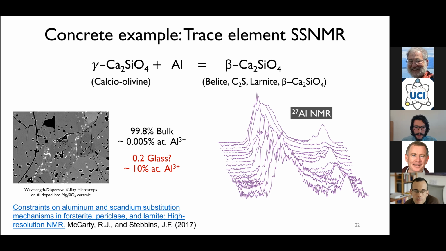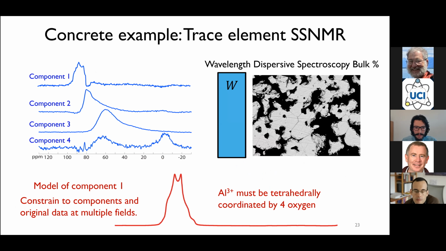In this case, I took a collection of different samples of this belite, all of them having a little bit of aluminum added in it. And I used a blind source separation tool called SimplISMA to split apart the different components based on the variation in all those different samples. And in this case, I got 4 different components.